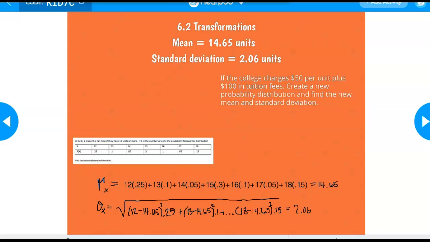Let's call a new variable Y. Y equals tuition cost, in other words, dollars. The cost of college.